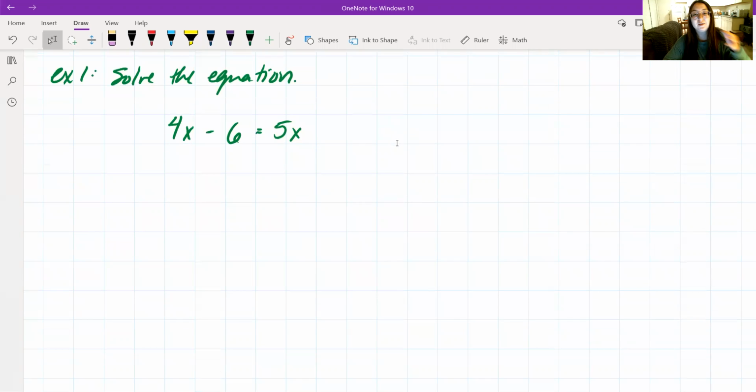Using our addition property of equality and our addition property of equality with extended subtraction, we want to solve the equation 4x minus 6 is equal to 5x. We see here that our x terms are on both the left and the right side, so we'll definitely need to do some simplifying. Let's separate our equation here into a method 1 and a method 2, using two different ways that we can solve this problem.